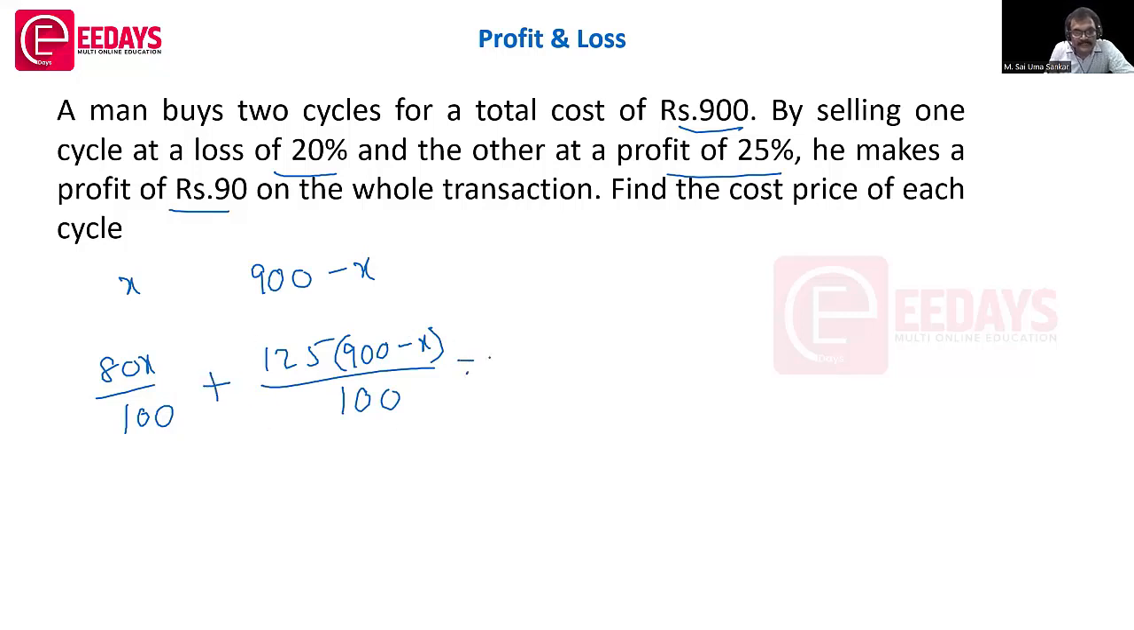If you add these two, then what is the profit? That is equal to 90. So 990. If you solve this equation, then you will get the value of x. You solve that yourself, because I don't prefer this method; I'm only doing it to tell you the method.